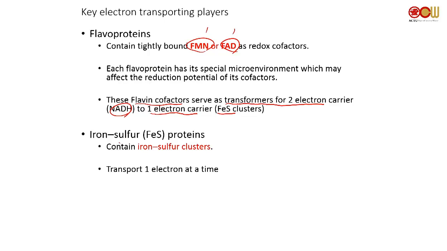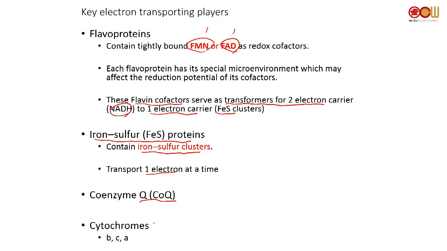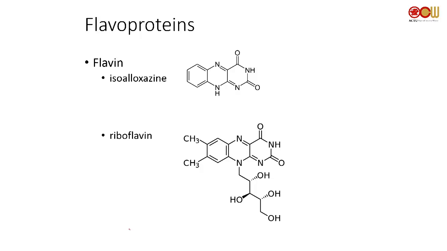So you have these iron-sulfur cluster proteins. Those are proteins that contain iron-sulfur clusters, and what they can do is transport 1 electron at a time. Lastly, you have coenzyme Q and cytochromes. There are different cytochromes. The one that's floating inside the membrane is cytochrome C, but we do have cytochrome B and A that are part of the complexes.